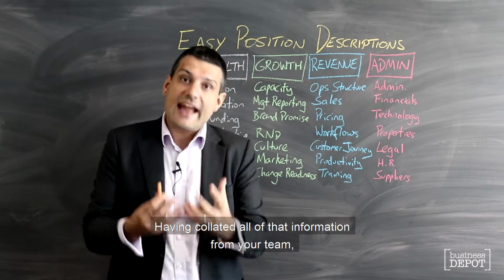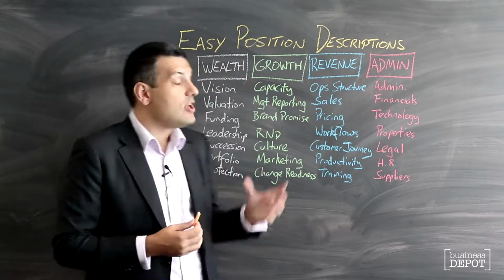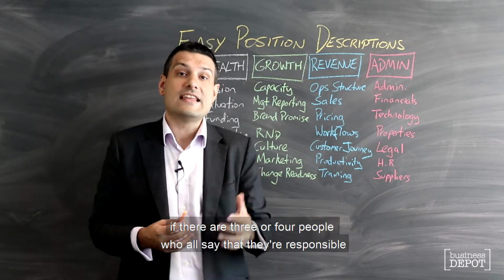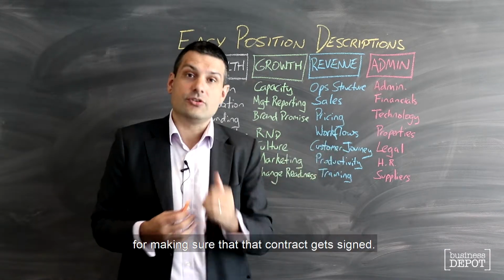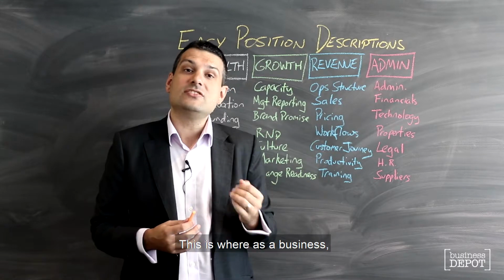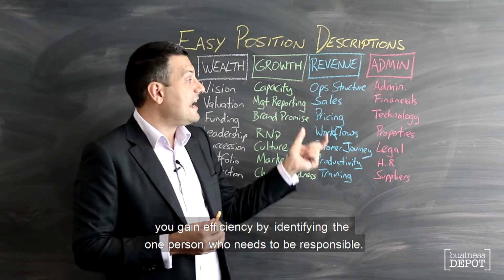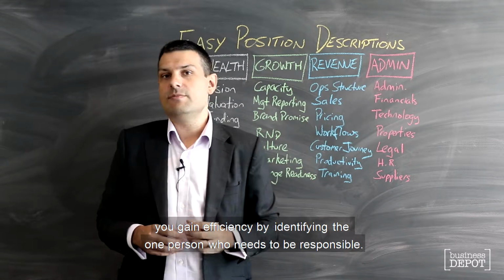Having collated all of that information from your team, doing it this way will let you know if there are 3 or 4 people who all say that they're responsible for making sure that that contract gets signed. This is where, as a business, you gain efficiency by identifying the one person who needs to be responsible.